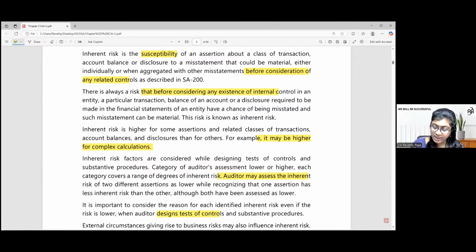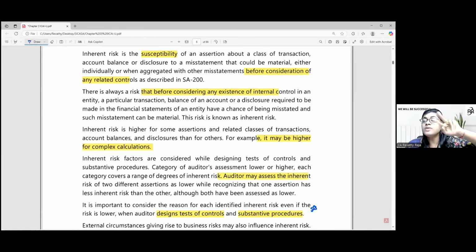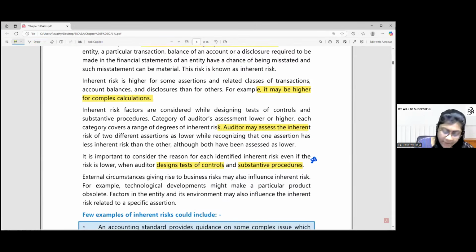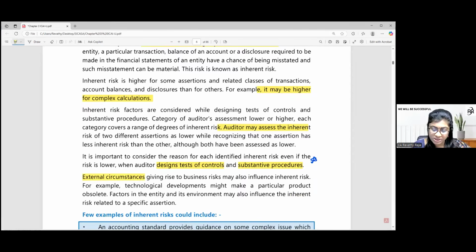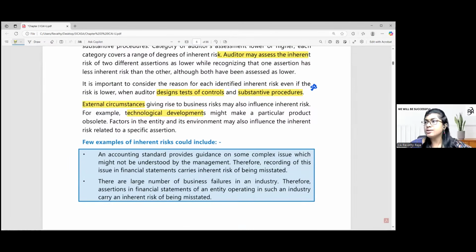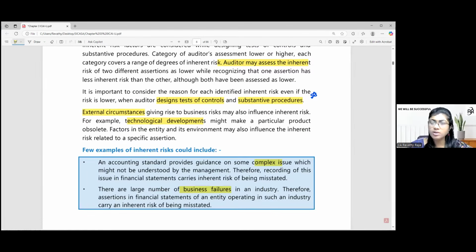Now, inherent risk has to be assessed for designing TOC and SAP. And I marked that point. We didn't write it then. Now I'm saying. If inherent risk is more, you have to perform more TOC and SAP; if less, less TOC and SAP. We also said inherent risk can happen because of external circumstances like technology. Now, these are the examples which I said. You remember that 9 or 10 examples I asked, like business failure, complex transactions. Don't you remember those 9 examples? Can you reply whether the third page is okay?